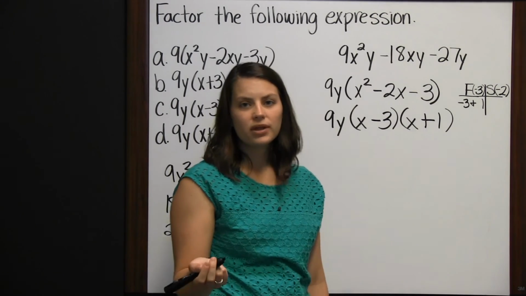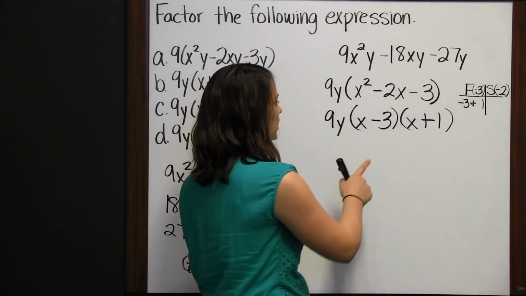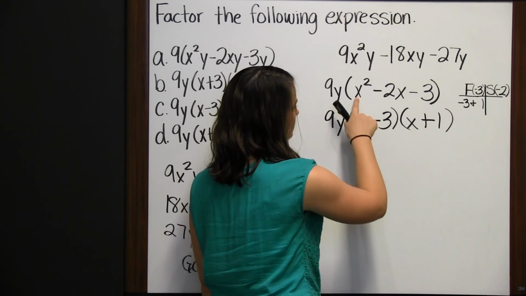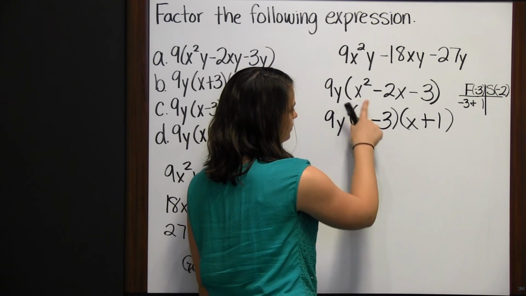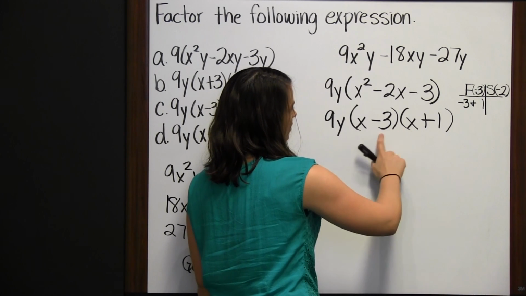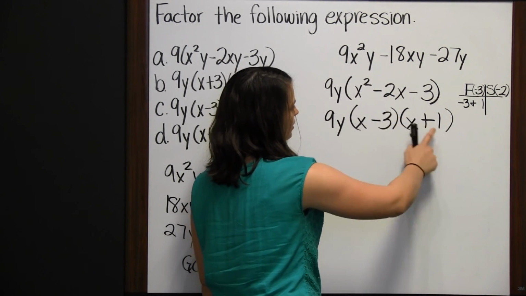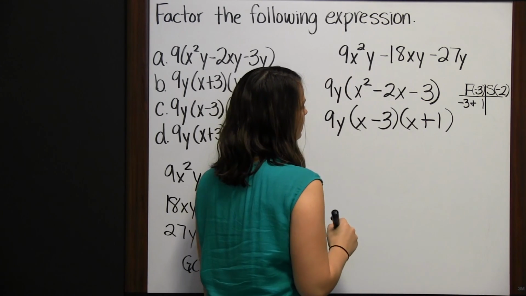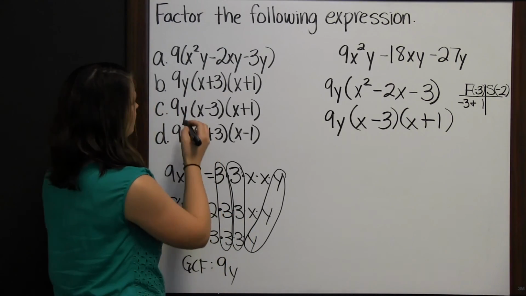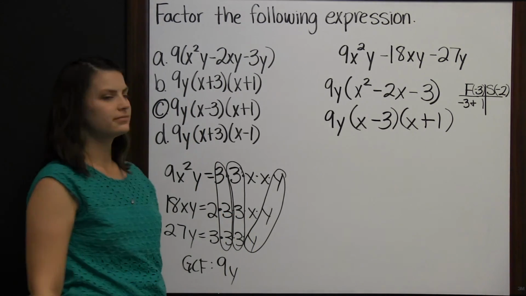And we can always FOIL it out to see if we did, in fact, factor correctly. So x times x would give us our x squared. x times 1 is 1x. Minus 3x would be negative 2x. And then negative 3 times 1 would be negative 3. So this is our factored answer, which is answer choice C.